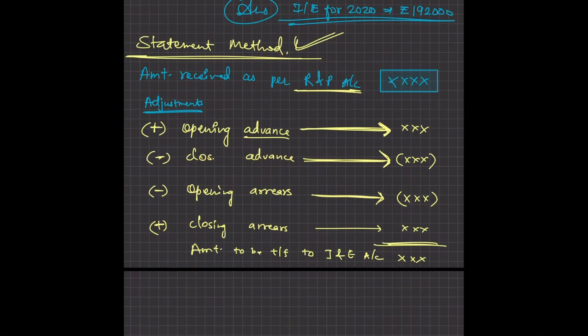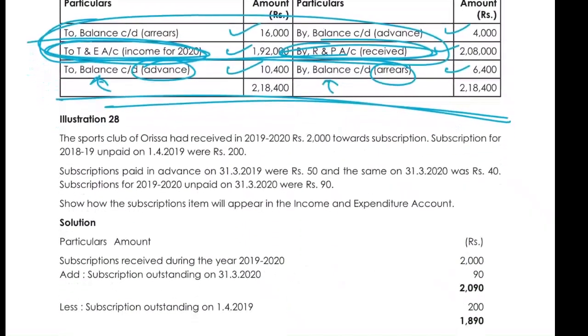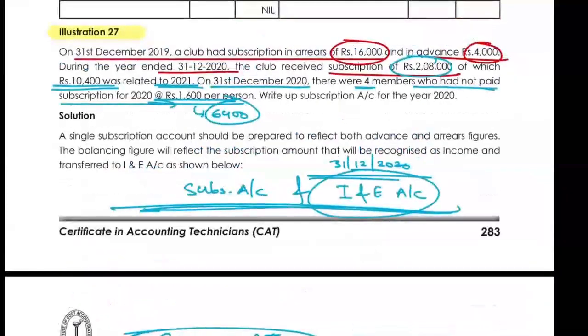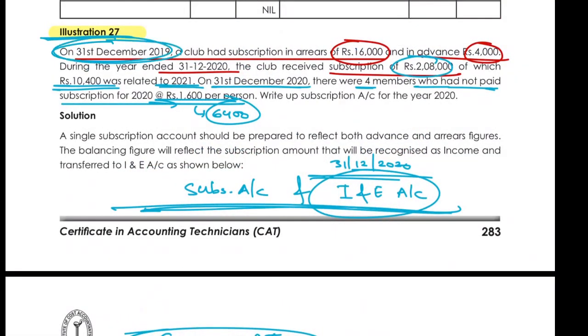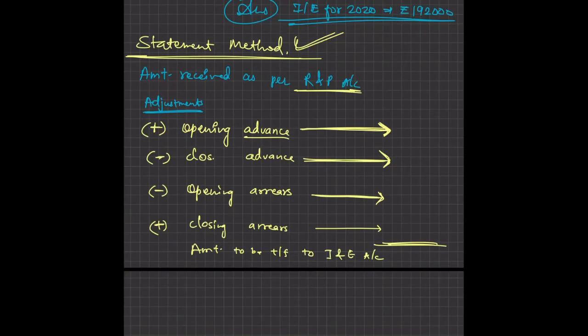As per the statement method, I'm just rubbing this out so that I can put the figures. Let us do that fast. Okay. So this was our question, illustration number 27. This information is for 2019. So this is opening. We have an opening arrears of 16,000, so you need to deduct it, write it as a minus figure. And you have an opening advance of 4,000. That is a plus figure.